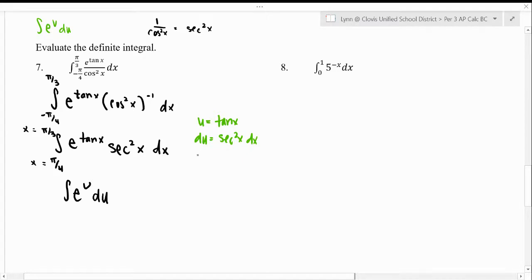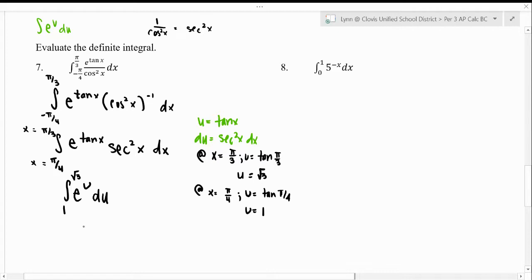And then I need to switch out my limits, don't I? So let's go with at x equals pi over 3. So that would be tangent of pi over 3, which is 60 degrees. Root 3 over 1, so root 3. I hope I did that right. And then at x equals pi over 4, that would be tangent of pi over 4, which is just 1. So then I'm going from 1 to root 3.